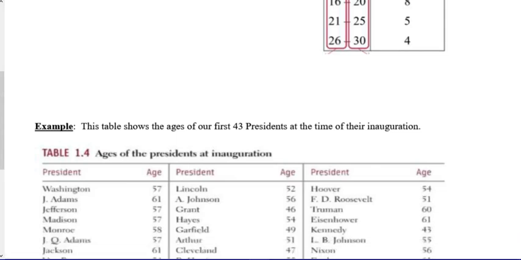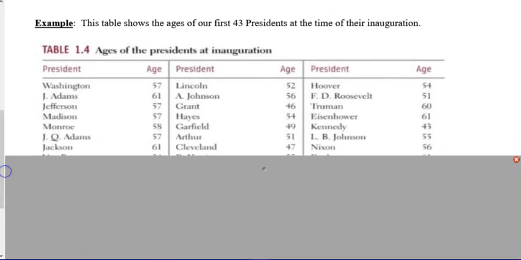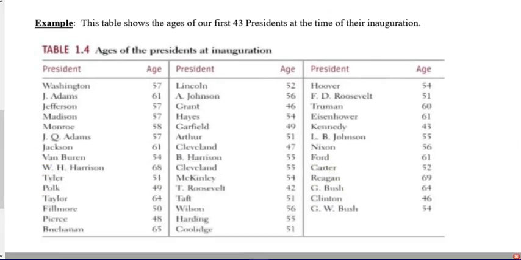Now, this data here on the bottom of your page, we're going to use this again. This is a table of the first 43 presidents, up to George W. Bush, and their ages when they came into office.